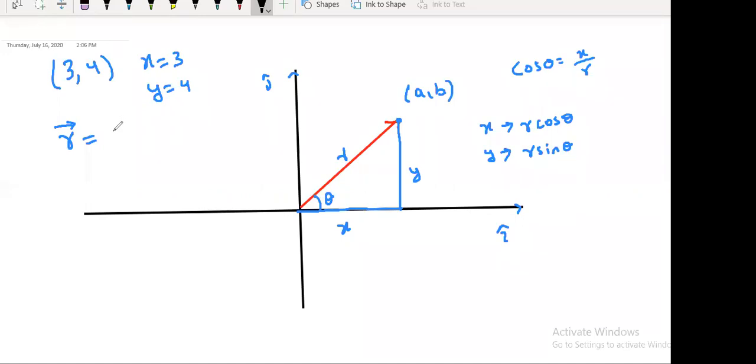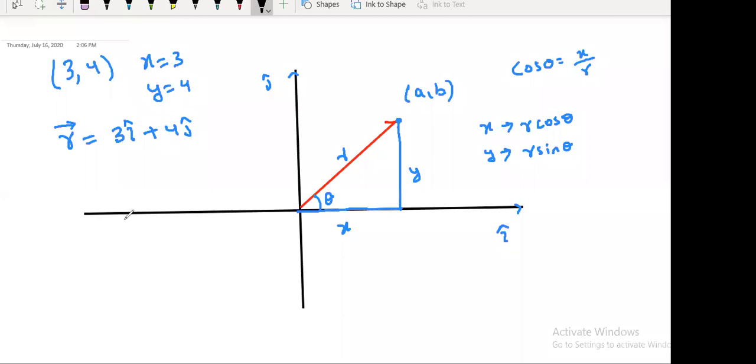Now x component is 3. 3 is your magnitude and it is in x axis. So I will represent i cap, which will represent the direction, plus 4 j cap. Got it? Yes. Okay. Now this is the dimension.